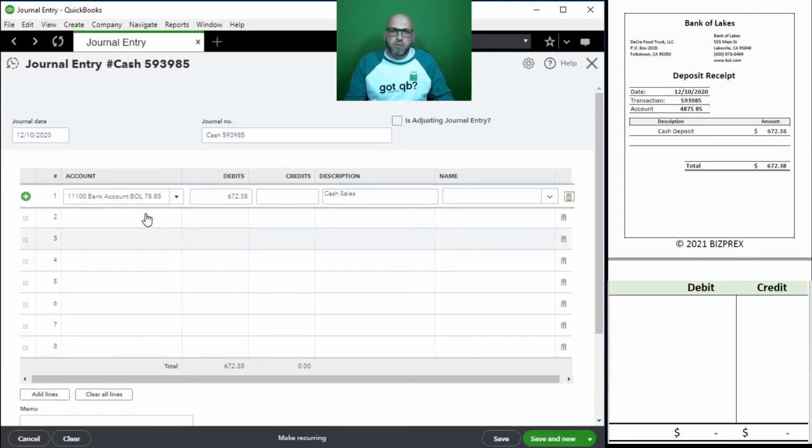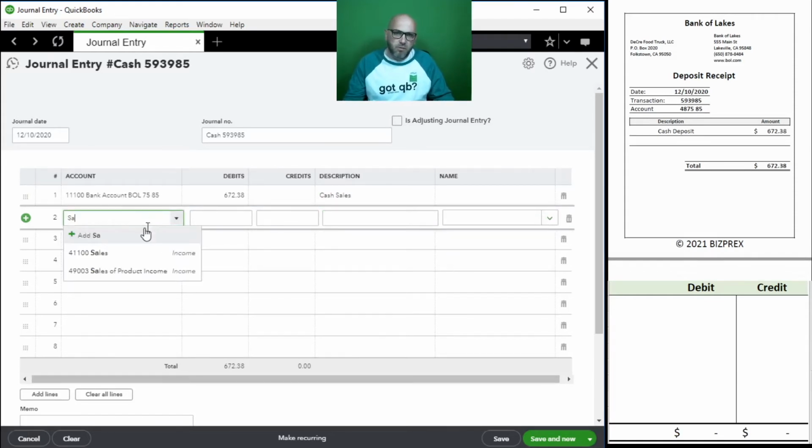And then what else do we have? Well, we know that our sales are going up, right? And sales slash revenue go up when credited, and therefore they have to be credited here. So here we are, right?